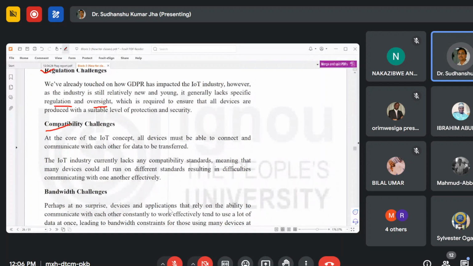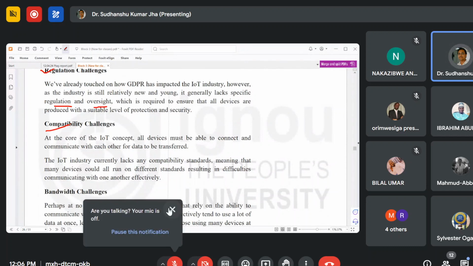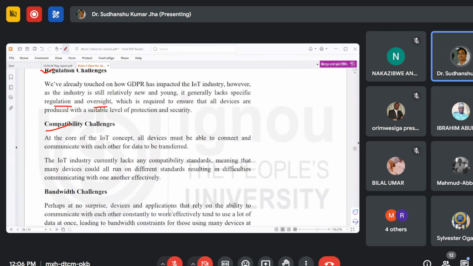Compatibility challenge: if one company is developing the sensor, another company is developing the actuators, and the next company is developing the communication protocols, there should be interoperability and acceptability of devices coming from different manufacturers. That is the compatibility challenge. If you are using all these components from the same manufacturer, then it is very easy to combine them and make a communication here.